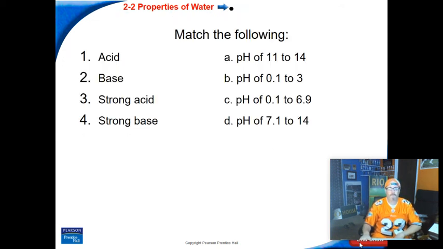Okay, little matching. Acid, base, strong acid, strong base. So an acid in general, and if you're not sure, go back to that slide, number 17, number 18, and number 19. For strong acid and strong base, you're going to need to look at number 20. All right, so acid. Those are going to be pH values below 7. So that's going to be 0.1 to 6.9.